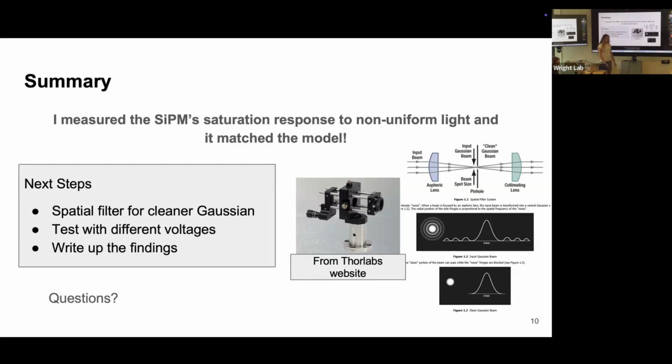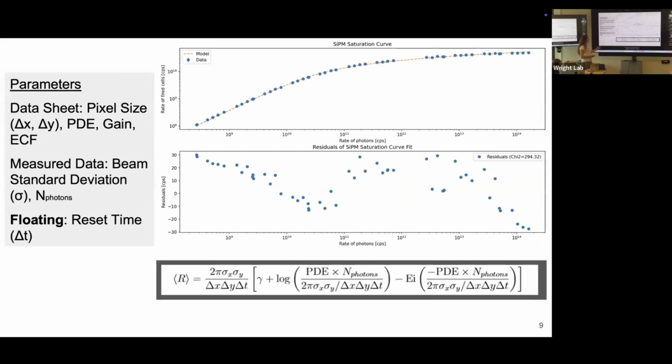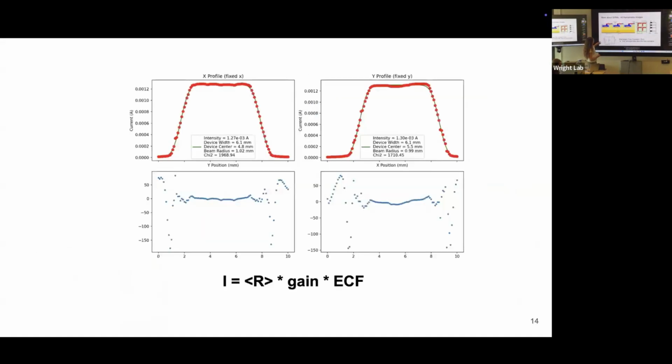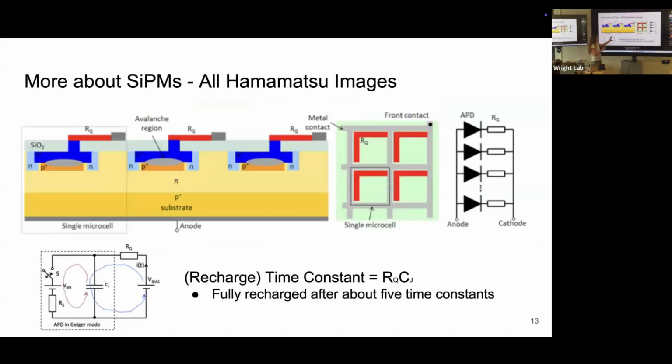So you said the data sheet said this delta T should be 50 nanoseconds and you measured 200. A factor of 4 seems dramatically different. Okay, so the reset time, the recharge time mentioned on the data sheet, is only a constant obtained by the quenching resistor times the capacitor in each cell. That's not very indicative of what the actual reset time is.